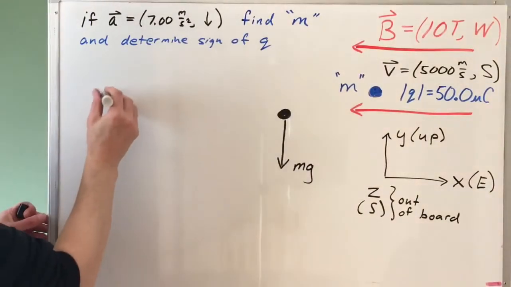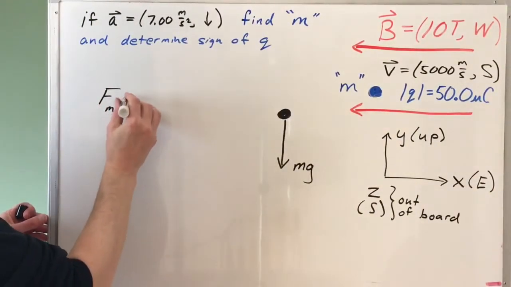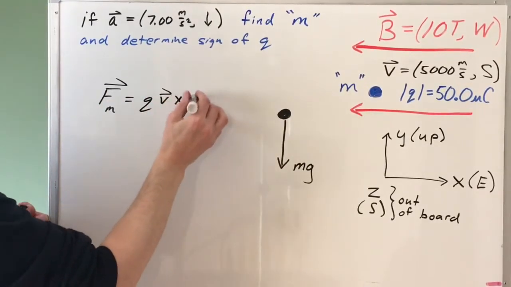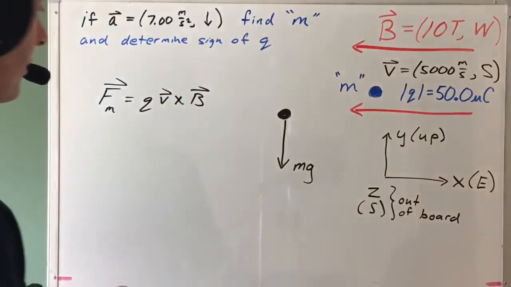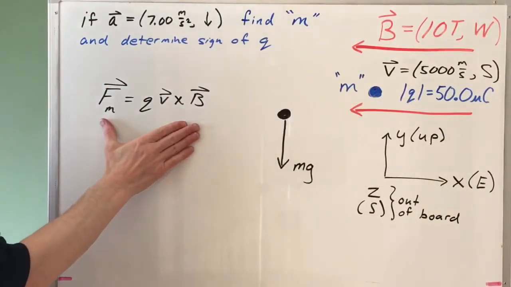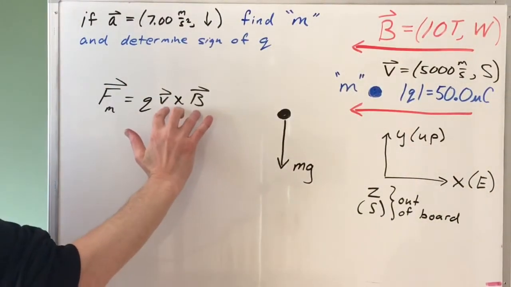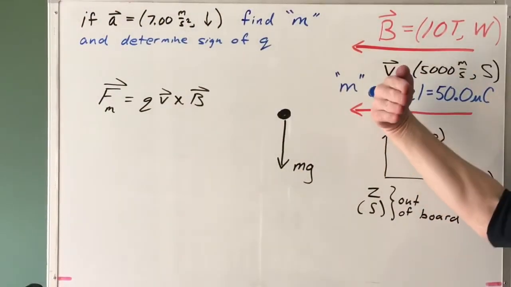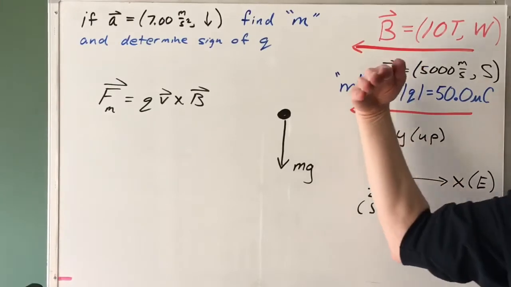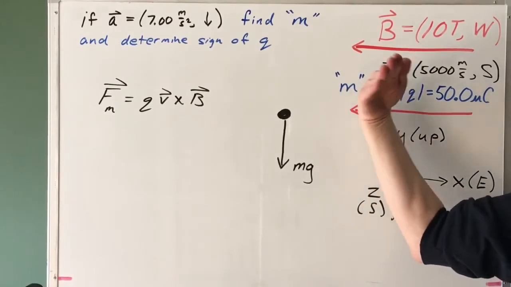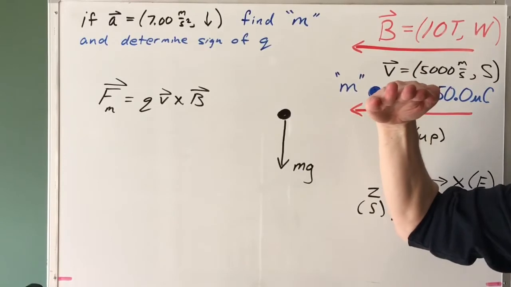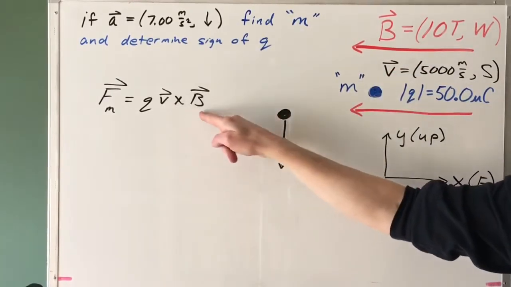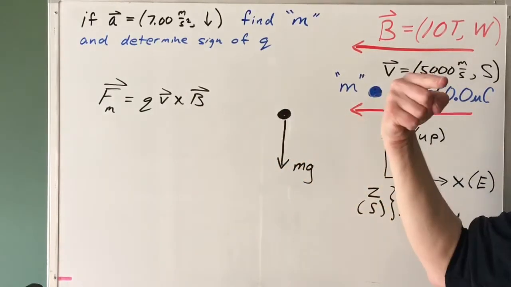But let's work out the direction of the magnetic force. qV cross B. Okay, so this is the expression for the magnetic force. Let's work out the direction of V cross B. So, V vector, that's the direction of the charged particle's velocity. It's out of the board. B, that's the direction of the magnetic field. So I need to curl my fingers from the velocity into the direction of the magnetic field. I need to curl my fingers from that direction to that direction.